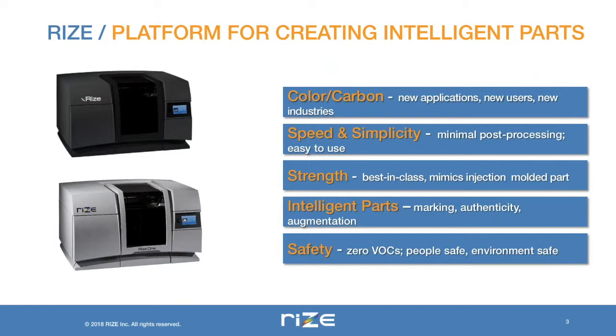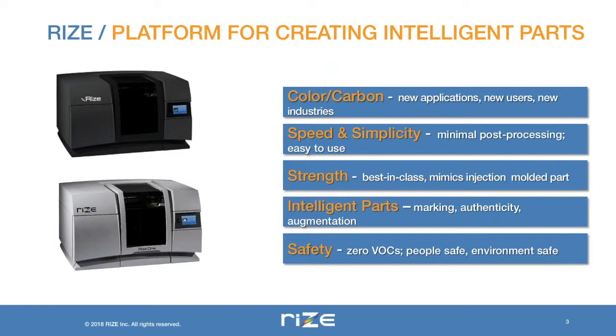Also, our proprietary material, Rysium 1, has very good strength, particularly in the Z direction, and this makes it useful in a lot of applications that would be more challenging for other 3D printing materials to accomplish.